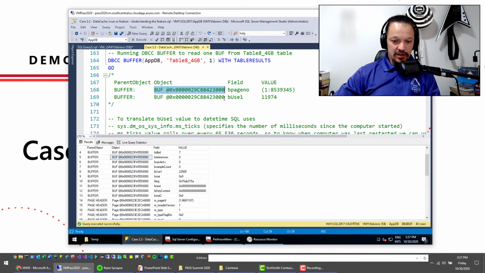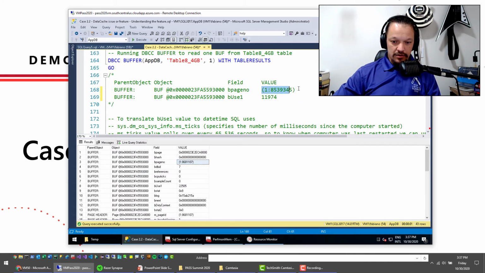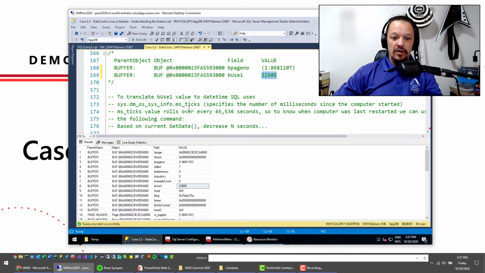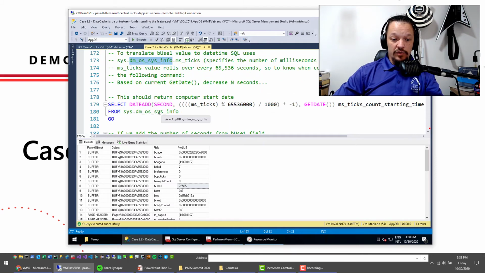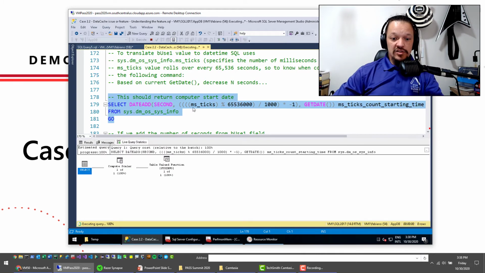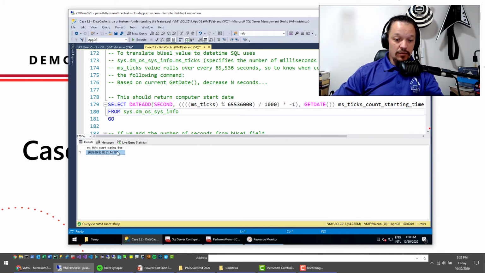Let me copy and paste it here. And the page, what is the page number? This is the page number, and in the BUse1, it's this one, 22,505. So this is the value that is going to tell us when the page was accessed. This is based on the ms_ticks from the OS sysinfo column. If you look here at that column, this is going to return to us the last time the computer was restarted.